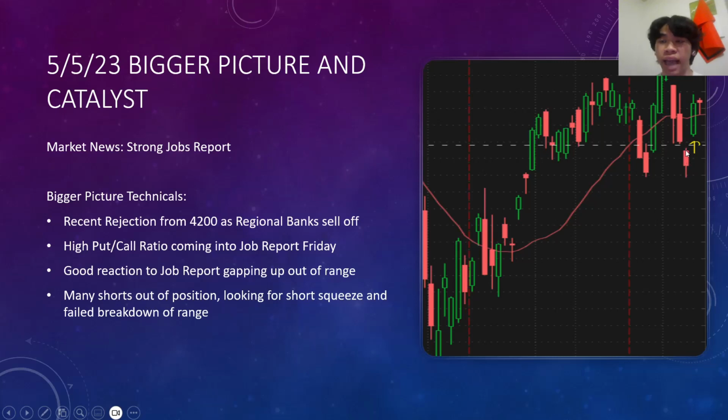The prior day, it gapped below, and it stayed below. So on this day where it gapped up completely out of range, I knew that there were many shorts completely out of position. So I was looking for a short squeeze because it was good news and good technicals. So it's the ideal day to play this setup.